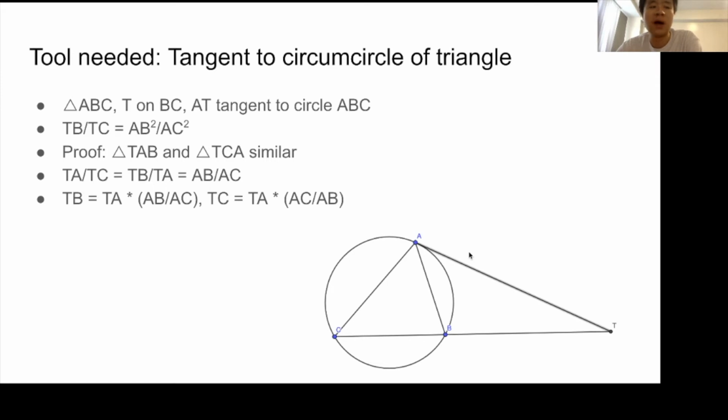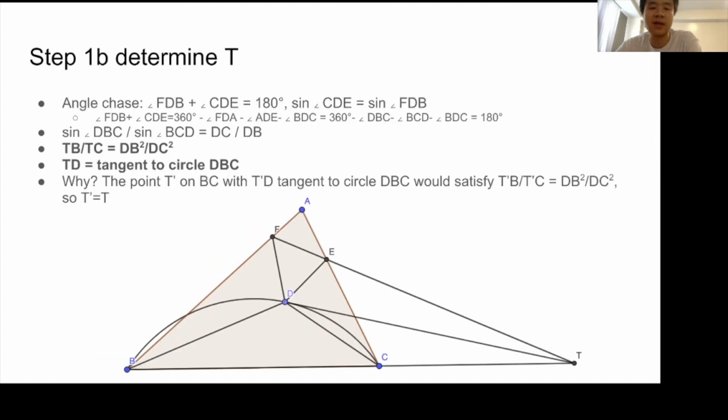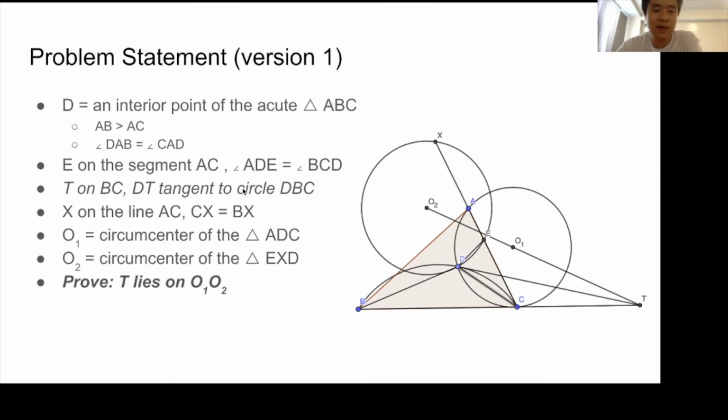tangent line? Well, one tool is to define a new point T' that is a tangent line, and you have that T' and T satisfying the same property, and therefore T and T' have to be the same. Okay. So now that we know what T is, we can transform the problem into the following.